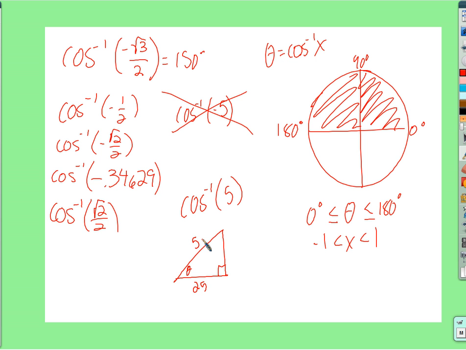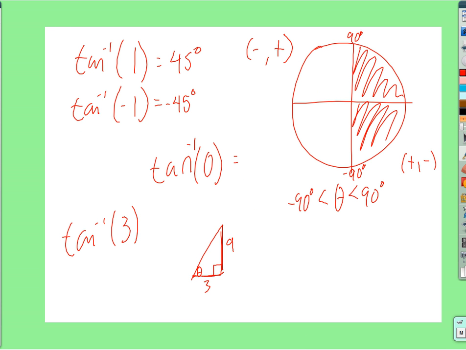The hypotenuse is shorter than one of the legs. That doesn't work. That's why inverse cosine of 5 or negative 5 doesn't work. Doesn't compute. So when it's cosine, it's impossible. Inverse cosine bigger than 1 or smaller than negative 1? No. But when it's tangent, it's possible. There's an angle that has a tangent of 3, and it's totally believable. There's nothing wrong with the triangle.